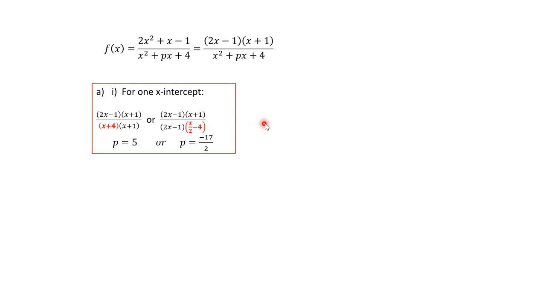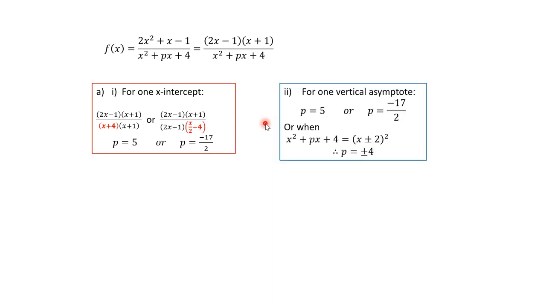So now the next part was what would make one vertical asymptote. So obviously this scenario is also going to give me one vertical asymptote, because if those brackets cancel, I'm left with a denominator of x plus 4. I'd have a vertical asymptote at x equals -4.